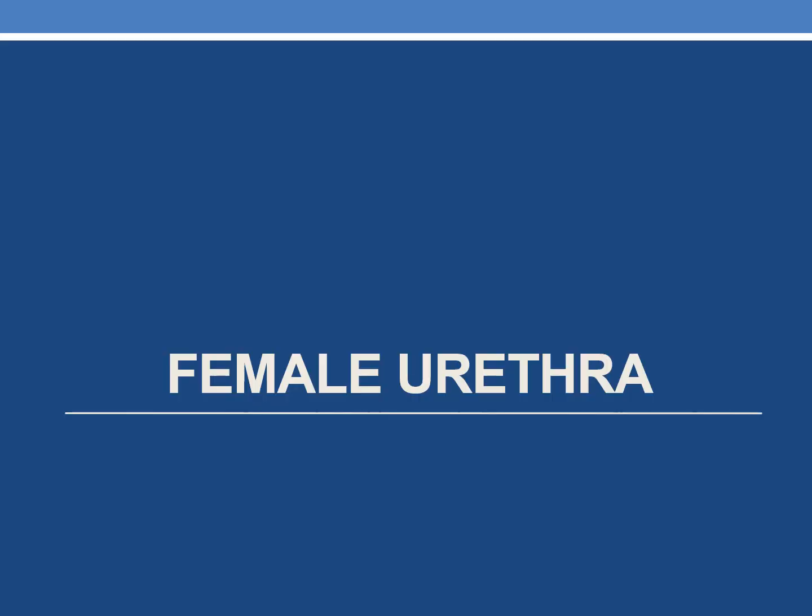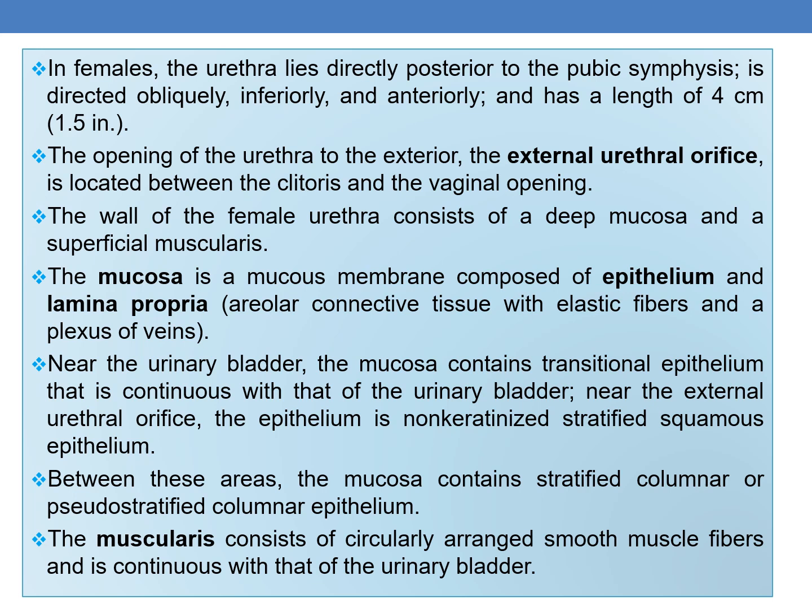Coming to female urethra. In females, the urethra lies directly posterior to the pubic symphysis and is directed obliquely, inferiorly and anteriorly, and has a length of 4 centimeters. The opening of the urethra to the exterior, the external urethral orifice, is located between the clitoris and the vaginal opening. And the wall of the female urethra consists of deep mucosa and superficial muscularis.